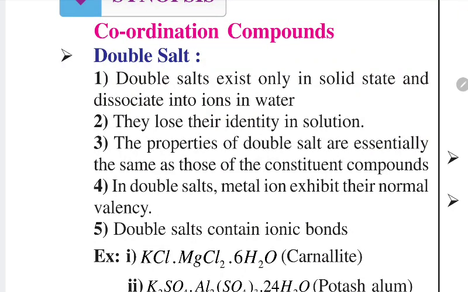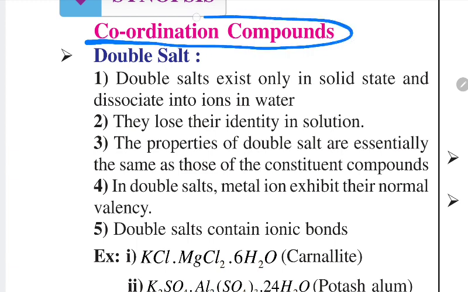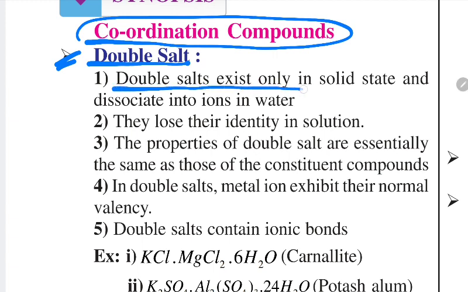Hello students, let's try to understand the concept of coordination compounds. In coordination compounds, the first thing is double salt. Coordination compounds are also known as coordination salts. Firstly, try to understand double salt, because coordination compounds and double salts are different things. The double salt exists only in solid state and dissociates into ions in water.